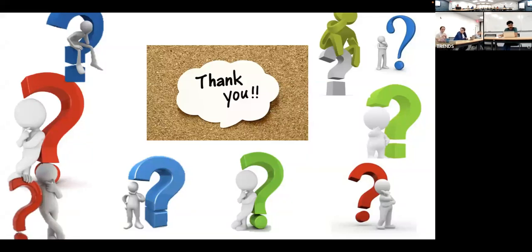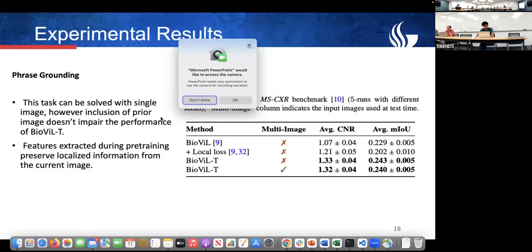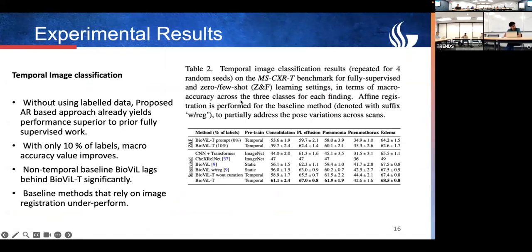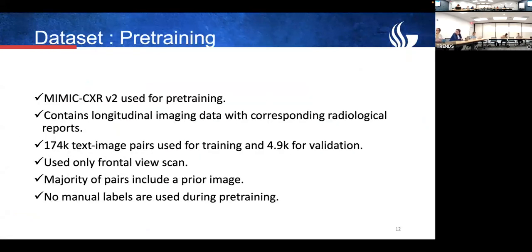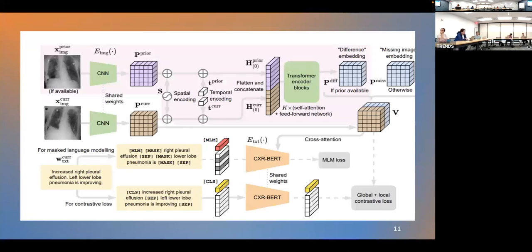Can you go back to the slide, this model architecture? The one on the page, yes. Here.